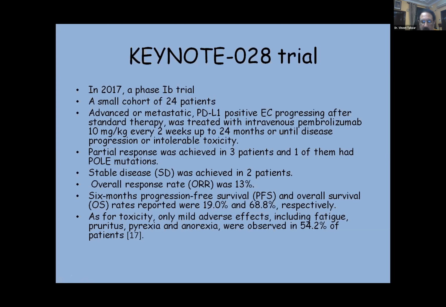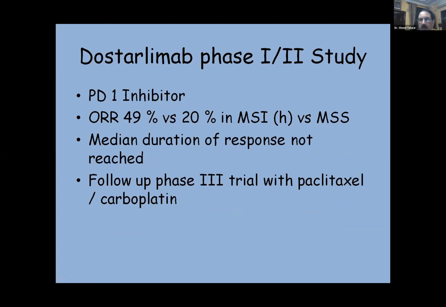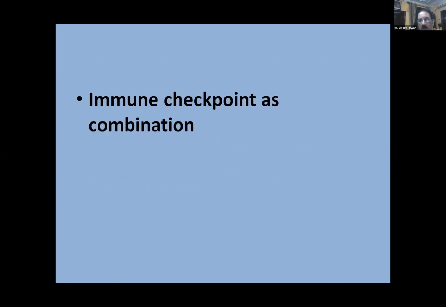Another drug which was there was dostarlimab. This was again checked as a monotherapy in a phase 1 and phase 2 study, and that also showed that the overall response was about 49% and the median duration of response was not reached. So with this in mind, when the immunotherapeutic drugs were used as monotherapy, a thought process was whether we can combine them with some other drugs to increase the potentiation. The thought came whether we can use immune checkpoint inhibitors as a combination instead of monotherapy.